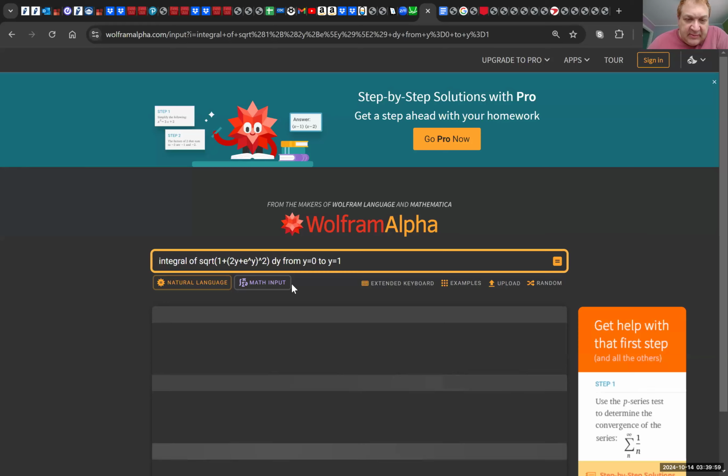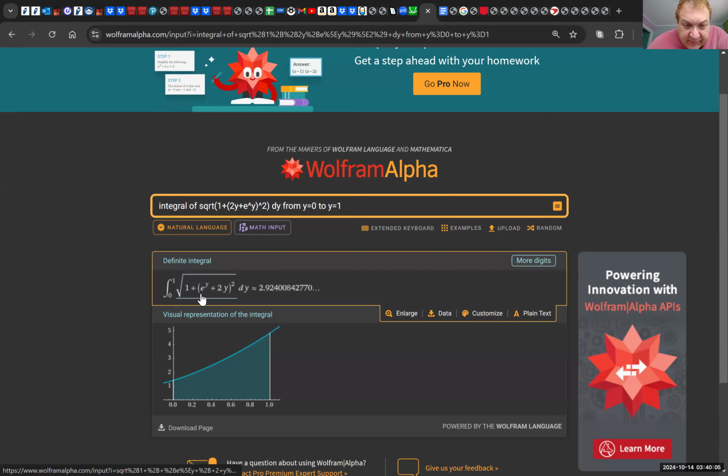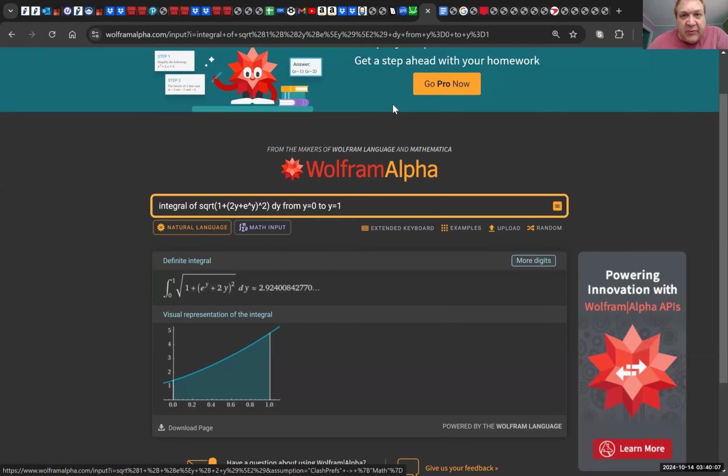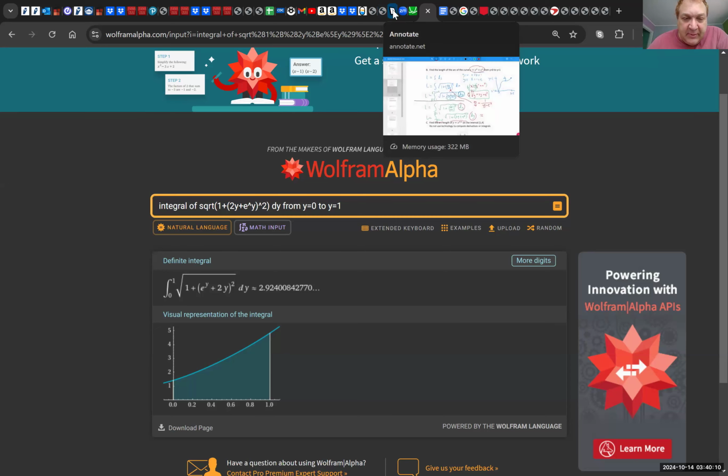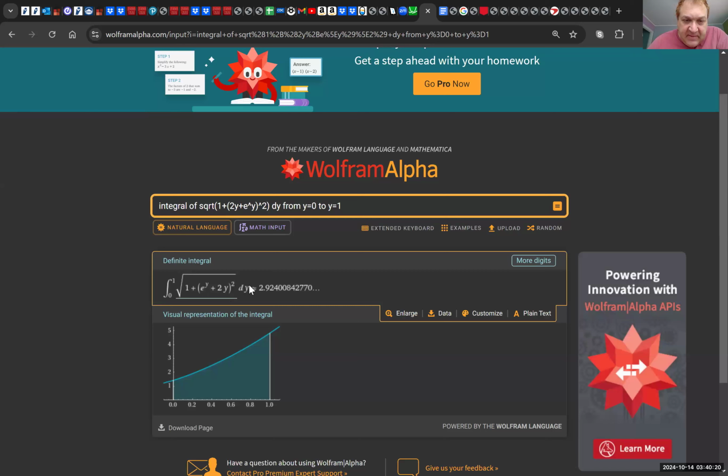Let's see if it did that. I'll try to put it in a way that you can see it. Square root of 1 plus, they put the e to the y first, (e to the y plus 2y) squared, dy. I'm almost positive that's what I wrote on my paper. I'll just double check real quick. 1 plus (2y plus e to the y) squared, dy from 0 to 1. That does look like what I typed in. Yeah. So it computed the total length as 2.924.